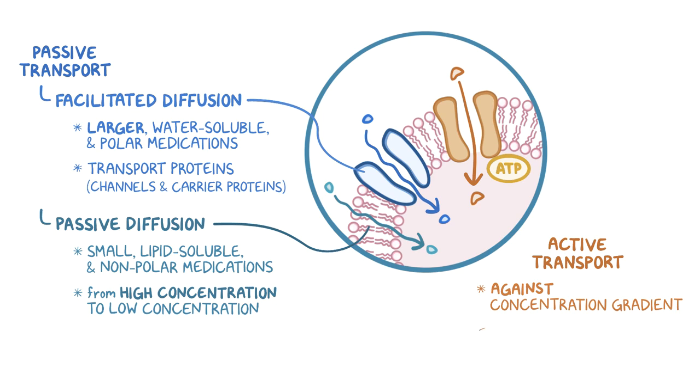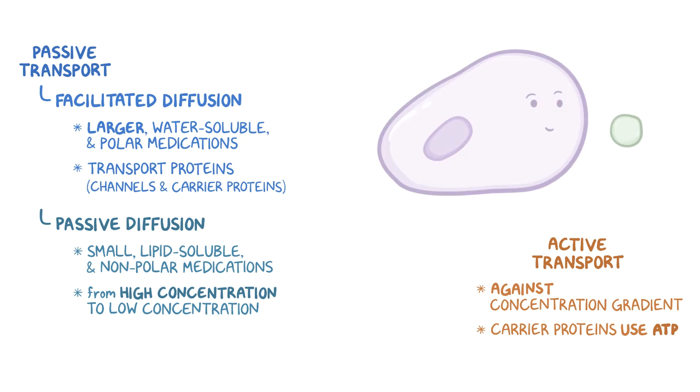But sometimes the medication needs to be transported against their concentration gradient. This involves specific carrier proteins that use ATP as a fuel to pump medications into the cell. Now, sometimes medication molecules are so large that the cell resorts to bulk transport, also known as endocytosis, where the cell membrane invaginates and swallows up the medication, forming vesicles.